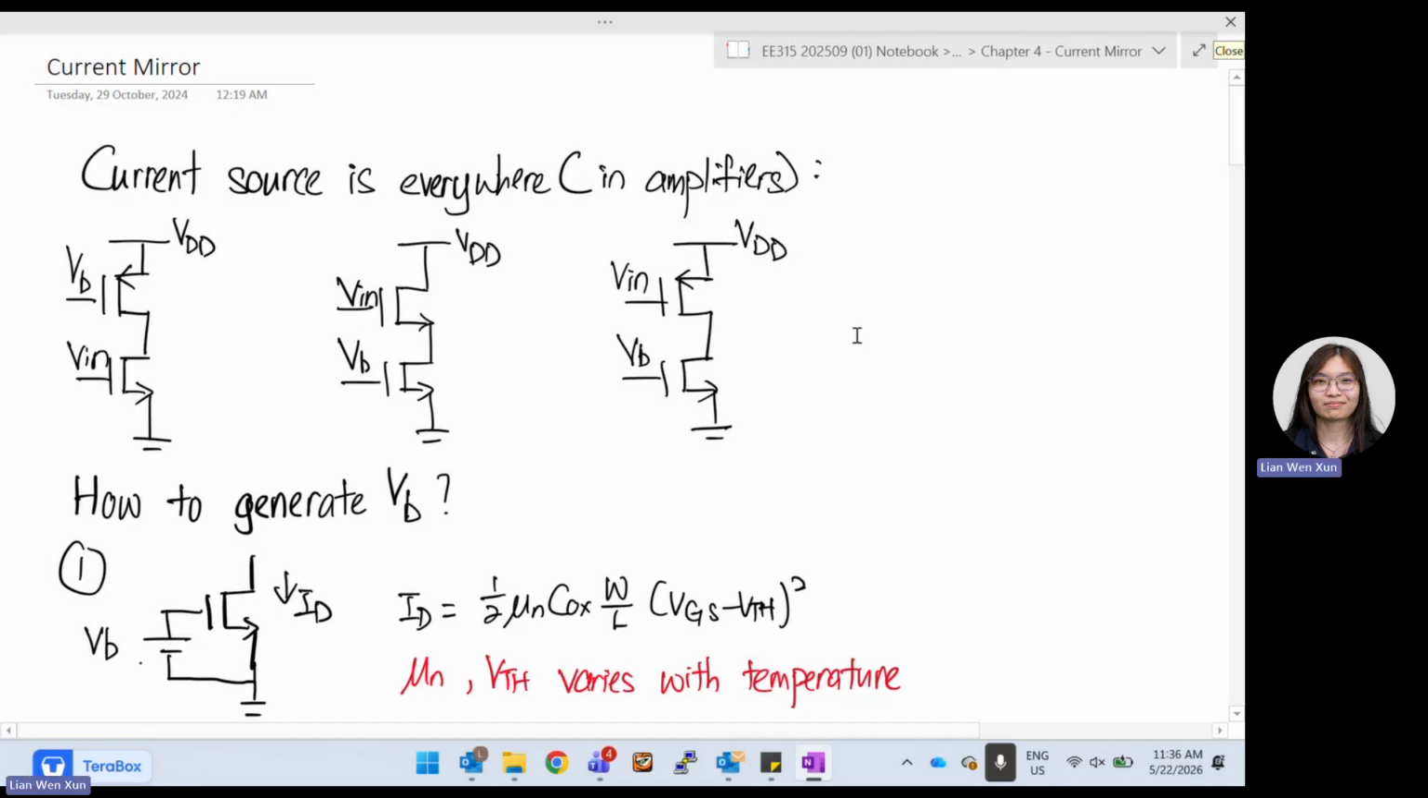As a practice, not for the differential amplifier because it is a bit complicated to draw the small signal, I'll just give any circuit. You try to find out what is the VR over Vin. It's something that we learned before.